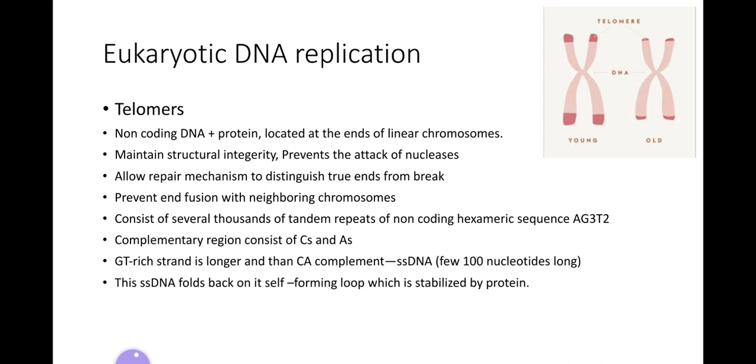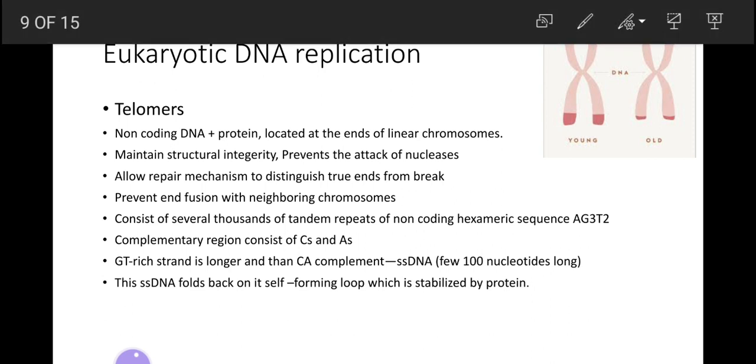Telomeres. Telomeres are complexes of DNA plus proteins, collectively called the shelterin. Telomeres contain non-coding DNA, and they are present at the end of linear chromosomes, only in eukaryotes. They have several functions. They maintain structural integrity, prevent the attack of nucleases, allow a repair mechanism to distinguish between the true end and a break, and also prevent end fusion with neighboring chromosomes.